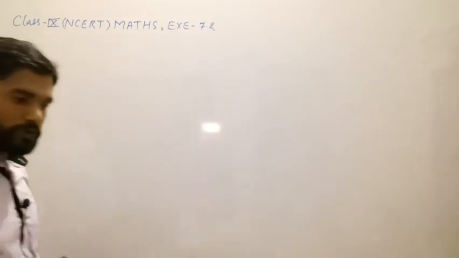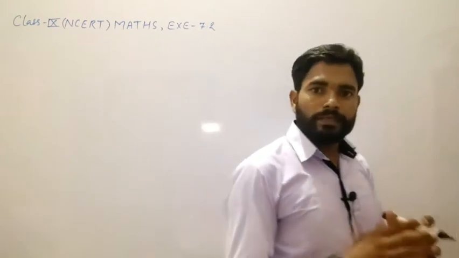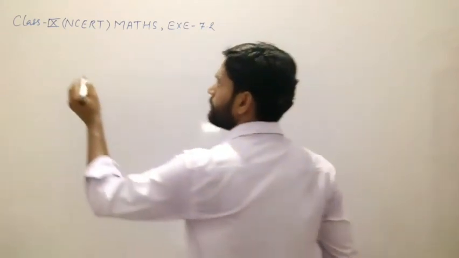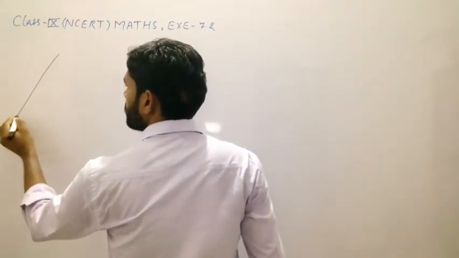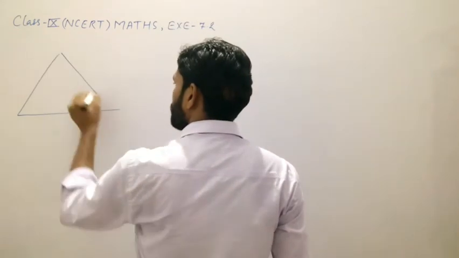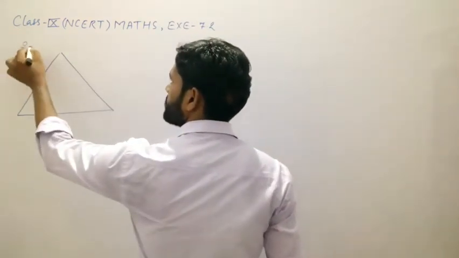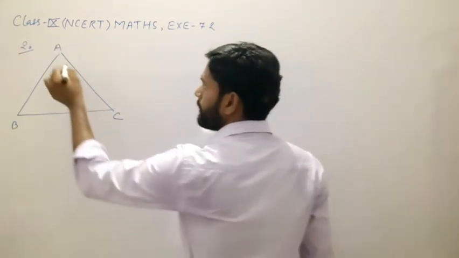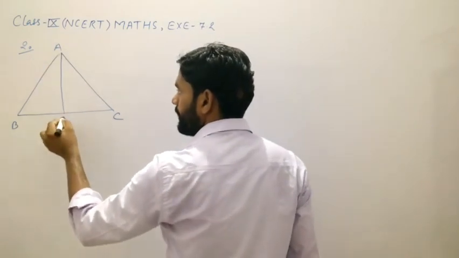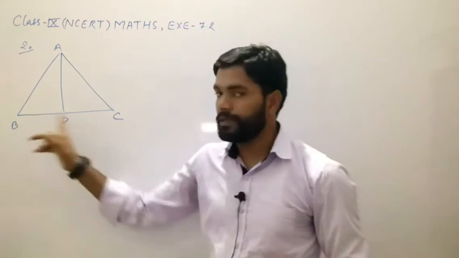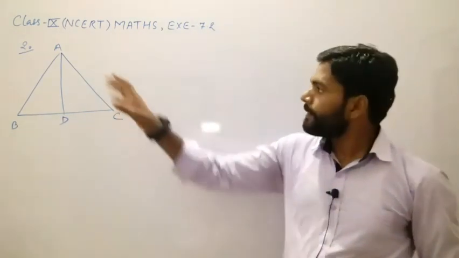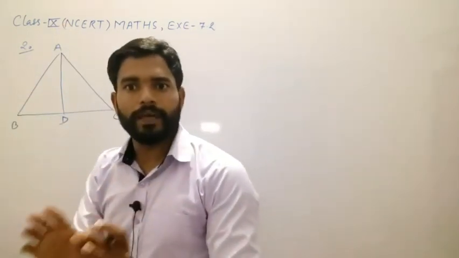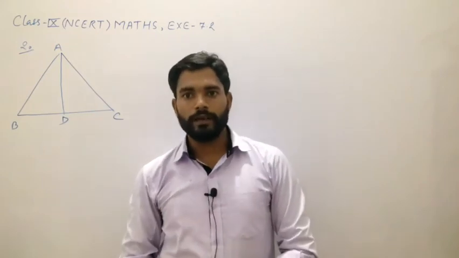Now second question I am going to start. Second question अपने पास क्या है? In a triangle ABC, it is given that AD is the perpendicular bisector of BC। क्लियर बात यहां तक? क्या दे रखा है? In a triangle ABC, AD is the perpendicular bisector of BC, then prove that ABC is an isosceles triangle। क्लियर है?